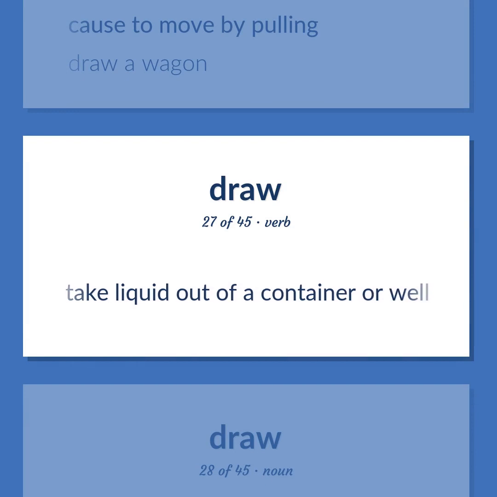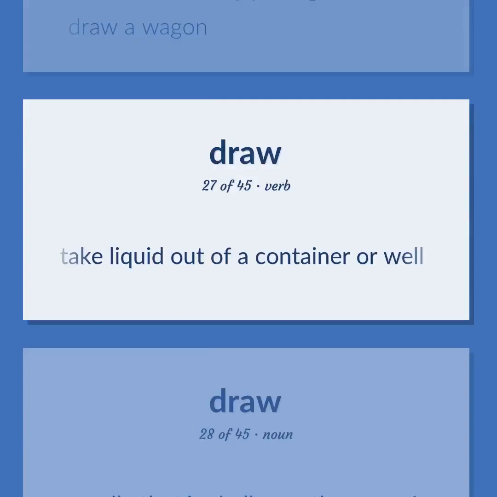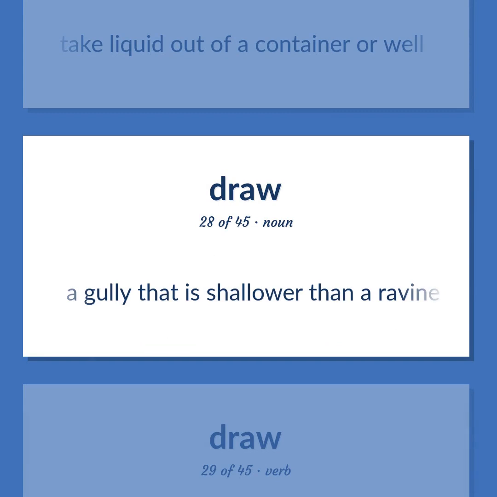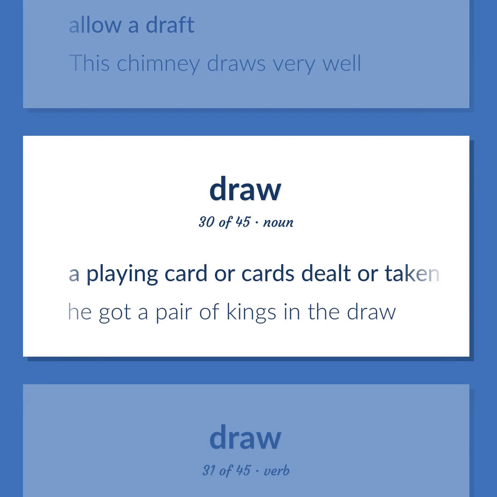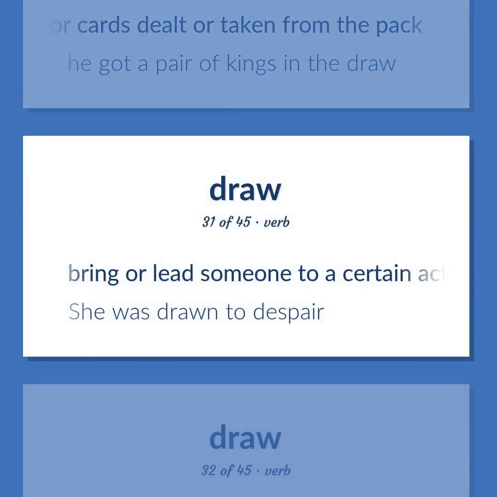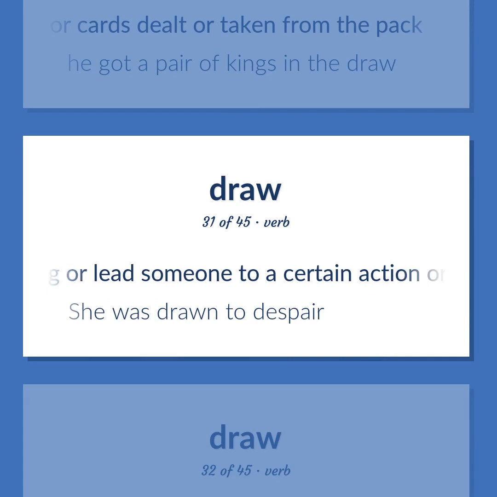Take liquid out of a container or well. A gully that is shallower than a ravine. Allow a draft. This chimney draws very well. A playing card or cards dealt or taken from the pack. He got a pair of kings in the draw. Bring or lead someone to a certain action or condition. She was drawn to despair.